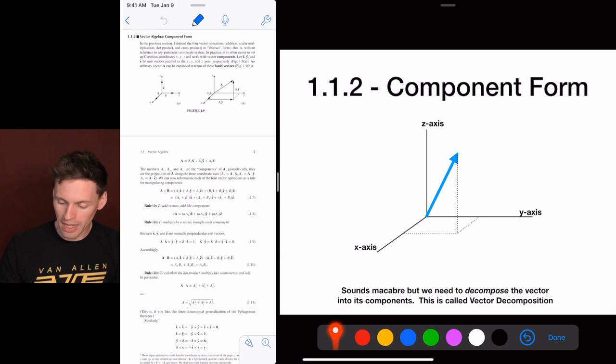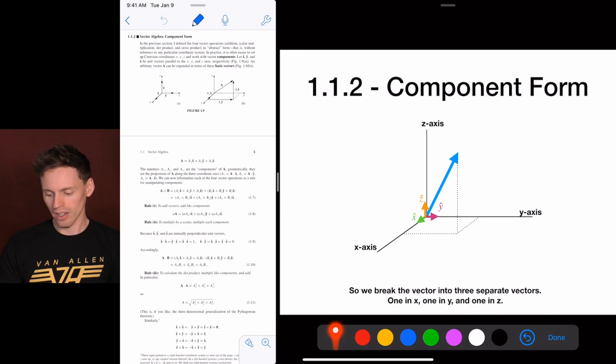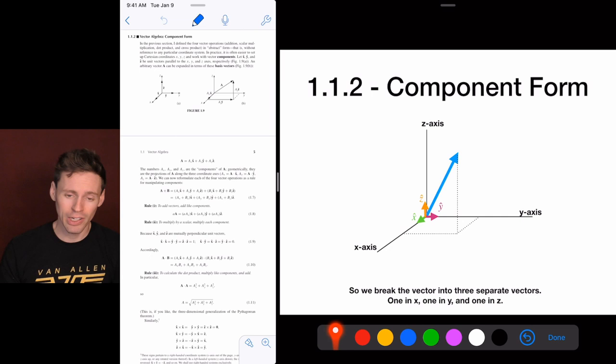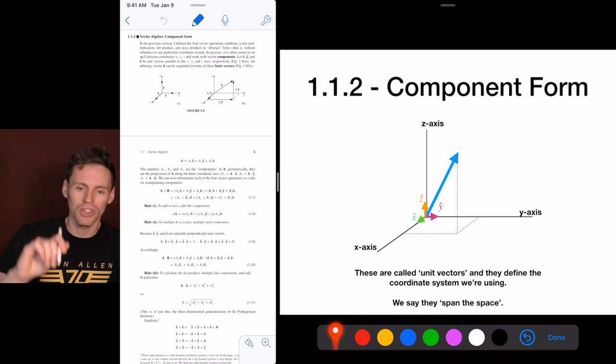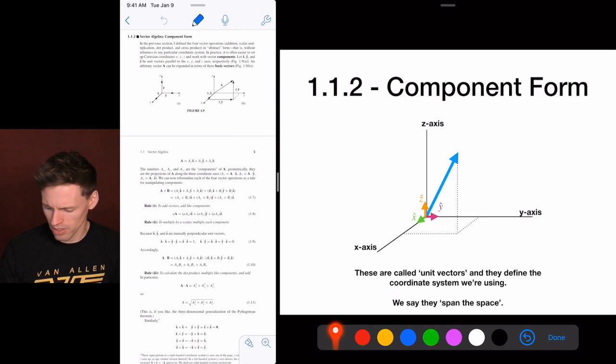So what does that mean? There's our vector, and it's got an x and a y and a z component. That's how we define the tip of this vector, where it is. So we have to break it up into three separate vectors, an amount in the x direction, an amount in the y direction, and an amount in the z direction. So they just tell us what direction and what amount something is in.